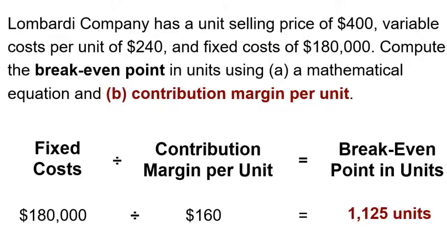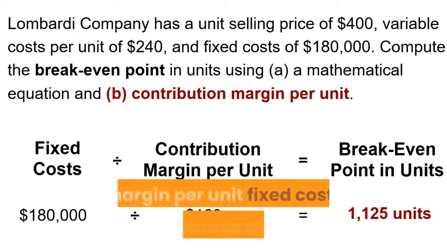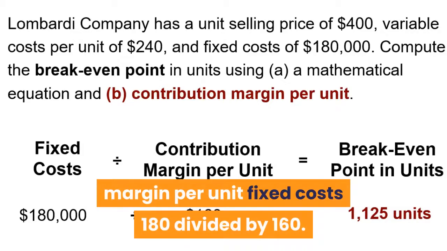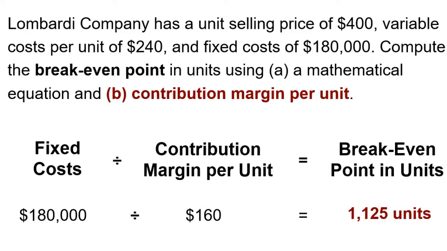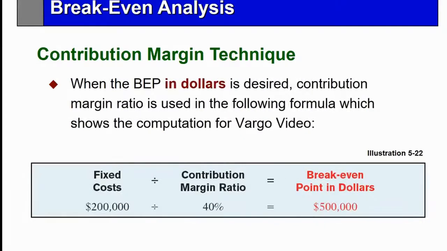Here we have a company with a unit selling price of 400 and variable cost per unit of 240, so the contribution margin is 160, and fixed cost is 180,000. Therefore, to compute break-even in units using contribution margin per unit, fixed costs of 180,000 divided by 160, I get a break-even in units of 1,125. So you can see how useful the contribution margin per unit and the contribution margin ratio are.